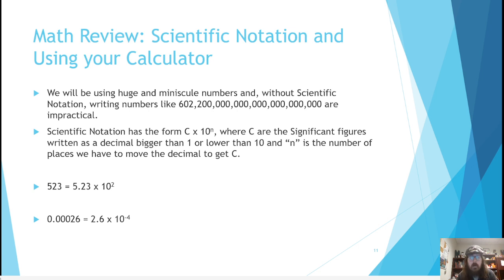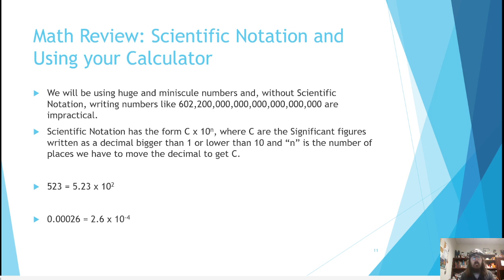So we often will use scientific notation. If you don't know scientific notation, this is a review. If you do know it, this will still be a review. Scientific notation puts it in the form C times 10 to the power of n, where C is a number with the appropriate significant figures, more on that later, written as a decimal with the number C being between 1 and 10. Greater than 1, but less than 10. And n is the number of places we have to move, the power factor by which we'll move the decimal.